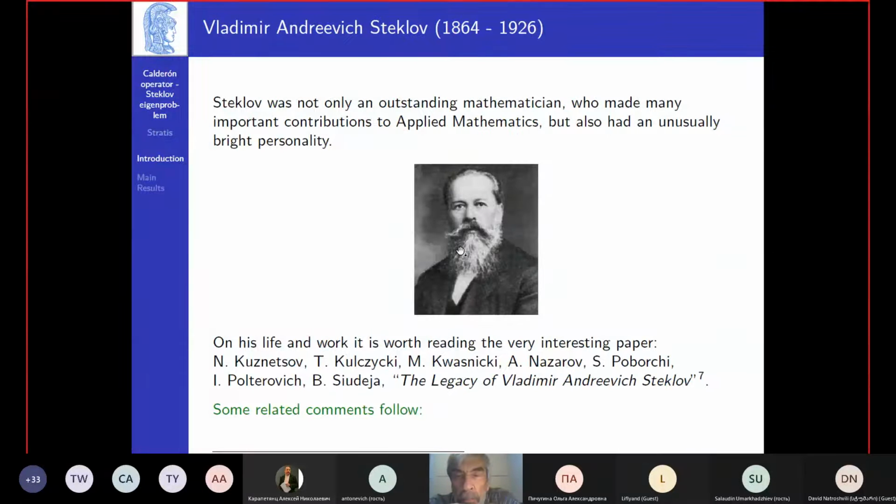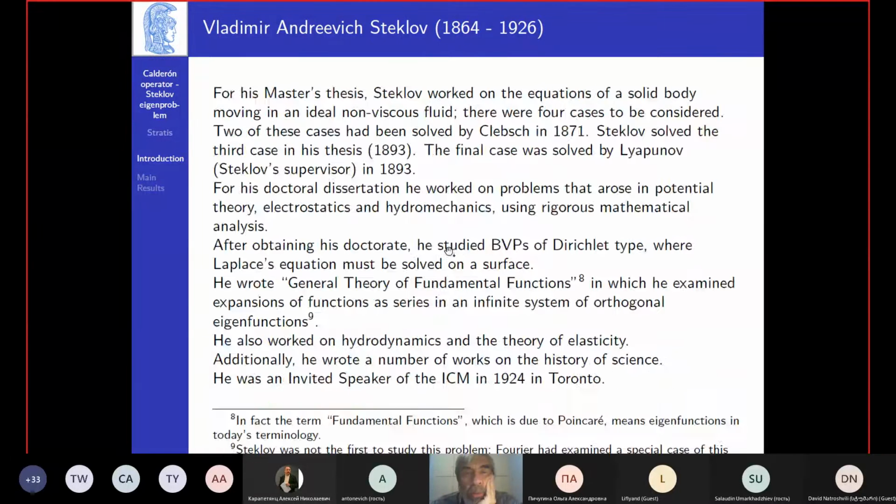Now, maybe with the audience of today, I should not say much about Steklov, but in the Western audience, although the name is very well known, not much is known about Steklov. He was not only an outstanding mathematician, but a very bright personality. There's a very interesting paper about his life and work. I'm not reading to you all the names of the authors, but it's called The Legacy of Vladimir Andreevich Steklov. I will just say a couple of points about Steklov.